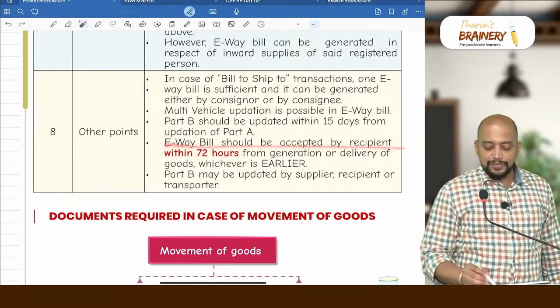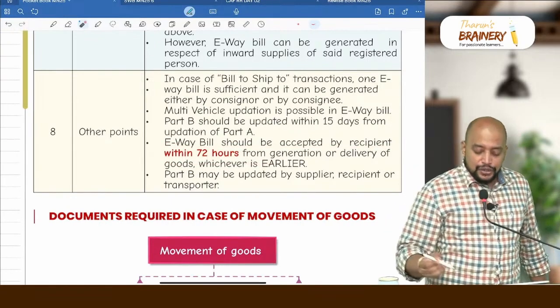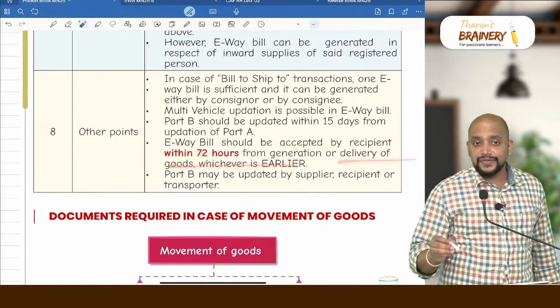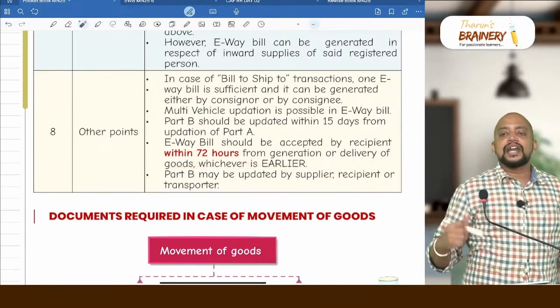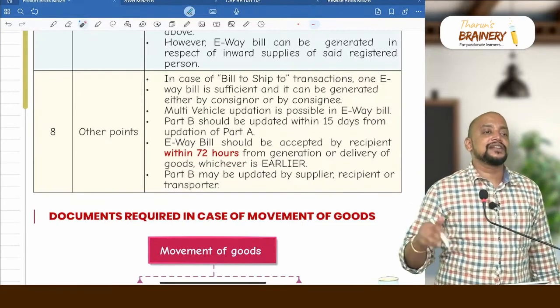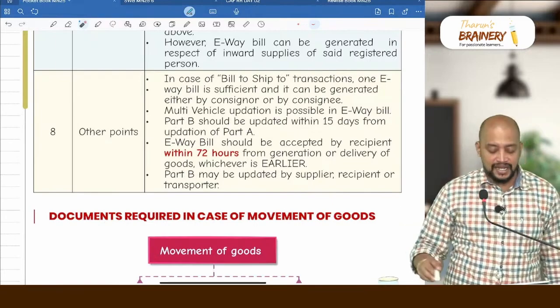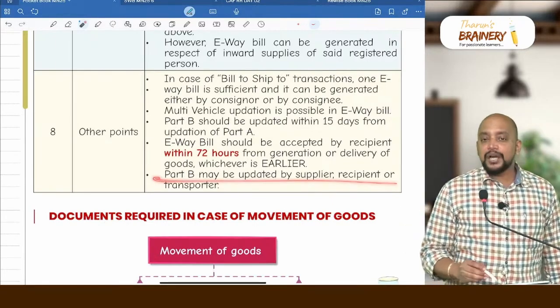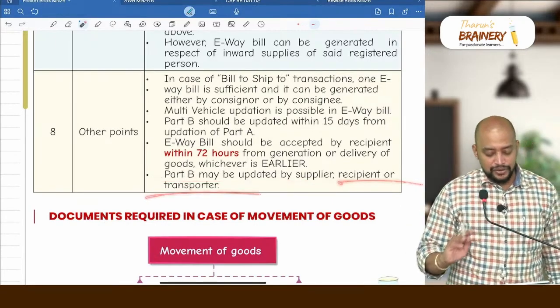E-way bill should be accepted by the recipient within 72 hours from its generation or delivery of goods, whichever is earlier. By that time they should accept. If they are not accepting, it is deemed that the recipient has accepted it. Part B may be updated by the supplier, recipient or transporter.